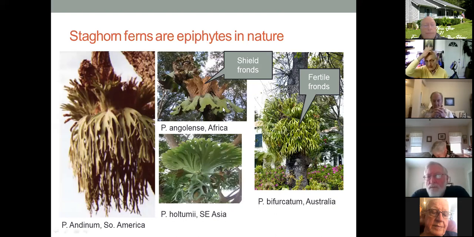Platycerium angolense is from Africa. Holttumii, which I actually have in my collection here in Weaverville. You can see some of these things look almost like they're from outer space. They're very bizarre looking, both in culture and in nature. Platycerium bifurcatum is the species that you'll buy if you go to Lowe's or B.B. Barnes. This one is actually quite common in horticulture.